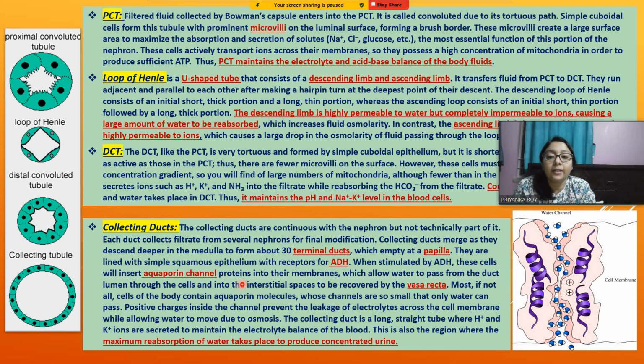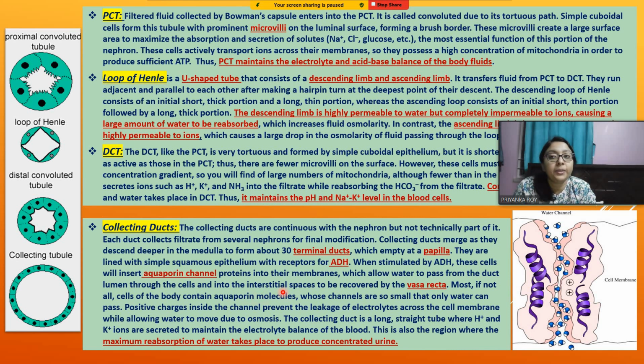So they are lined with simple squamous epithelium like this. They have receptors for ADH, the antidiuretic hormone, like I have already told you about. And when stimulated by the ADH, these cells, they insert aquaporin channel proteins into their membranes. These are nothing but water channel proteins. They allow water to pass through the duct, and therefore from the duct it moves into the interstitial spaces in the renal medulla, and from there it goes into the vasa recta.